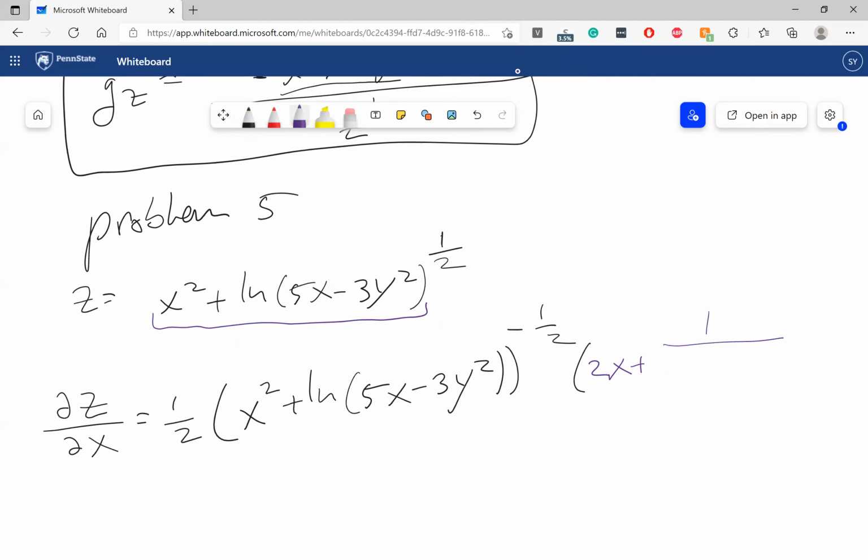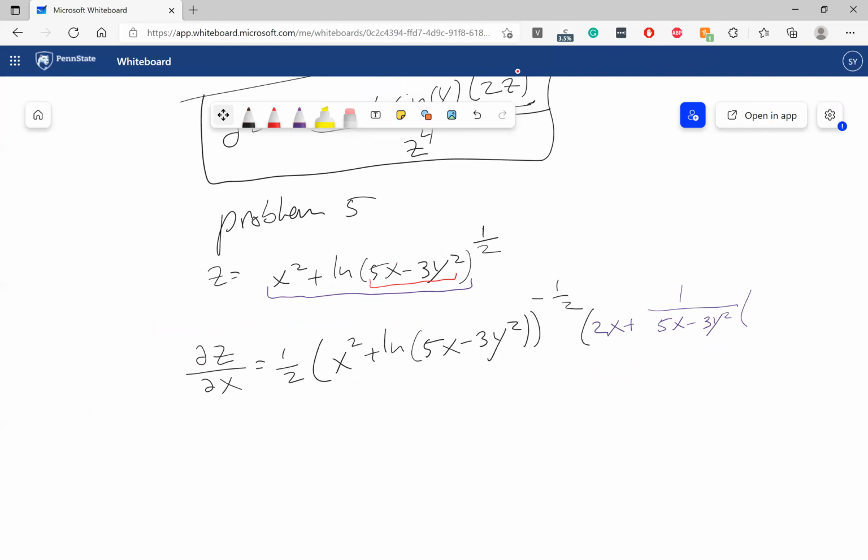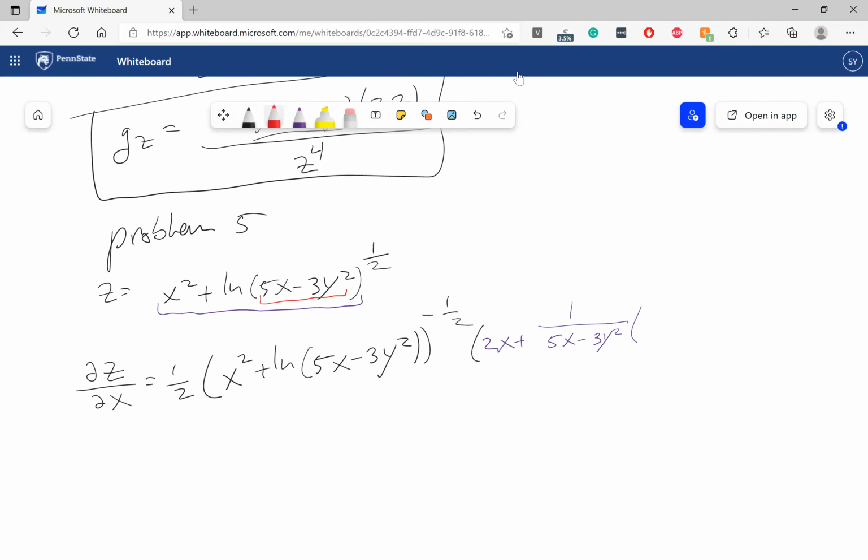So 1 over 5x minus 3y squared. And then over here, we take the derivative of the inside part with respect to x. So that is going to be 5. And then we close this. And then we took that derivative. So then we close this. And any other thing? No, and then we're done.